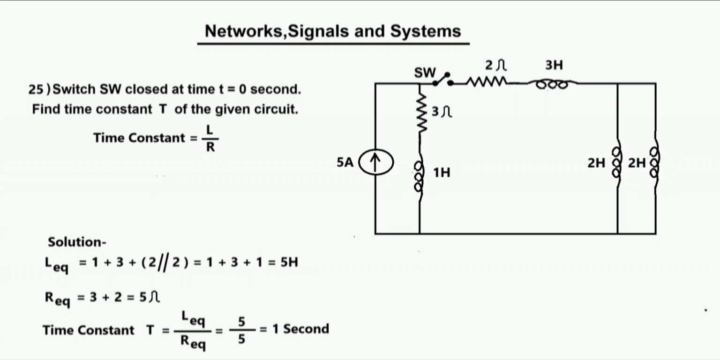Question 25. Switch SW is open for a long time, more than 5 time constants, and switch SW is again closed at time t equal to 0 seconds. Find the time constant τ of the given circuit. Time constant τ equals total inductance L divided by total resistance R.